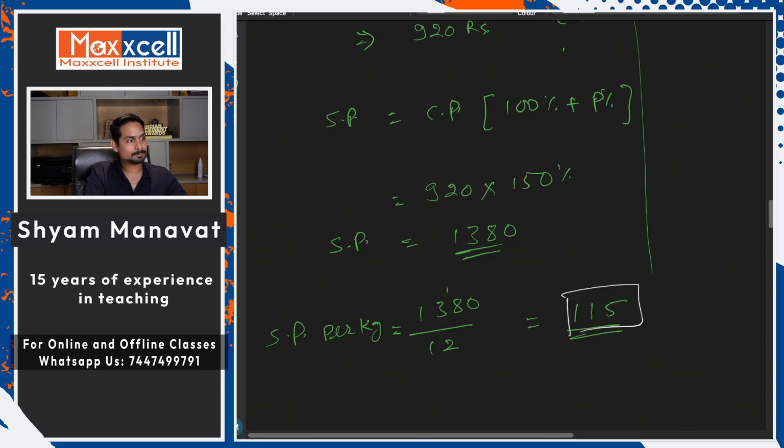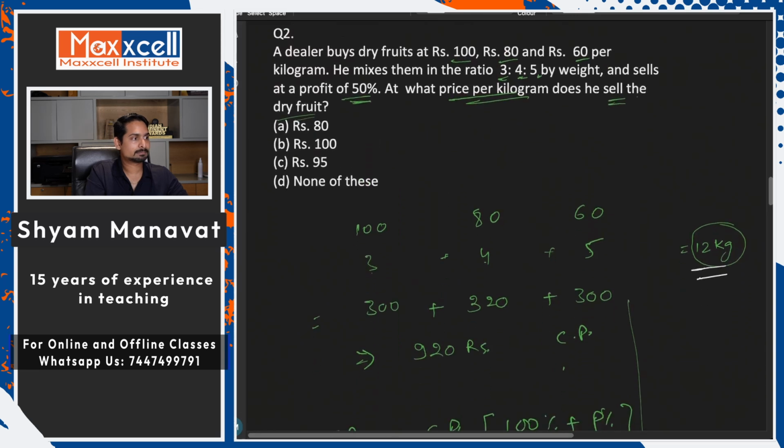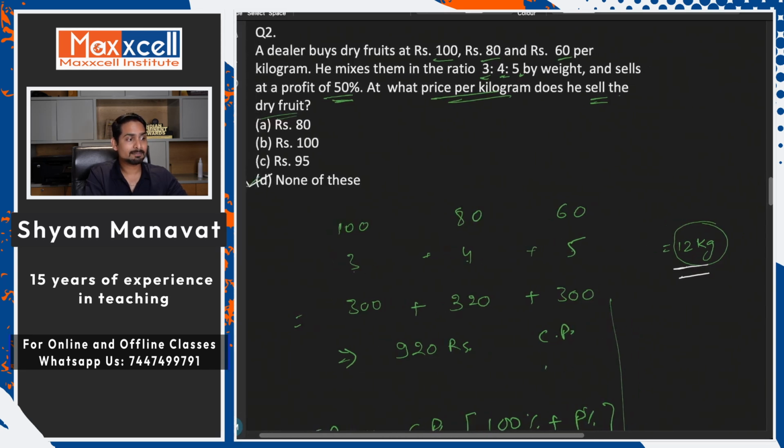That's the selling price. Do we have this in the options? Unfortunately not. So the answer will be option number D, none of these. Right? Level of difficulty?